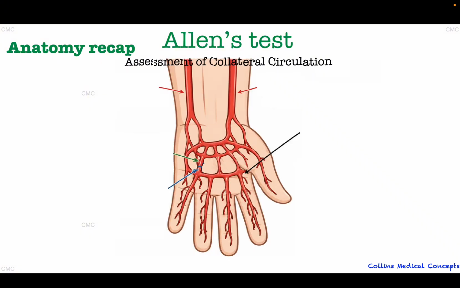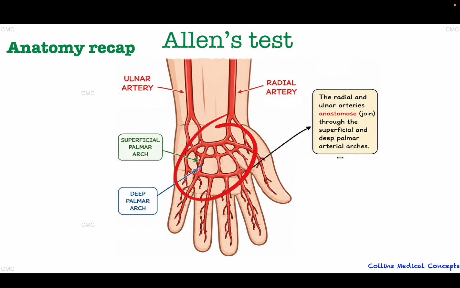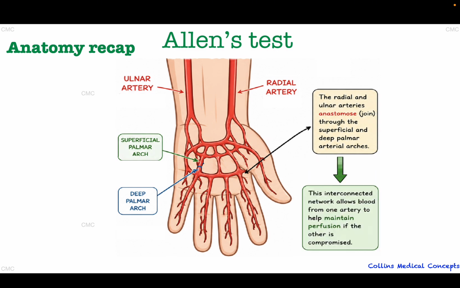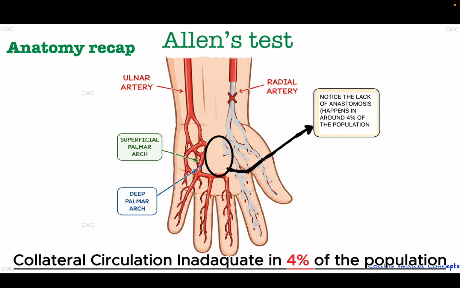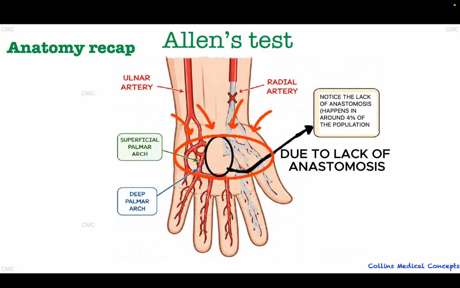The hand has two main arterial supplies, the radial and the ulnar arteries, which anastomose through the superficial and deep palmar arterial arches. This interconnected network allows blood from one artery to help maintain perfusion if the other is compromised. However, around 4% of the population is estimated to have inadequate collateral circulation. In other words, if one artery is damaged or blocked, the other may not be able to compensate and maintain adequate blood flow to the hand.